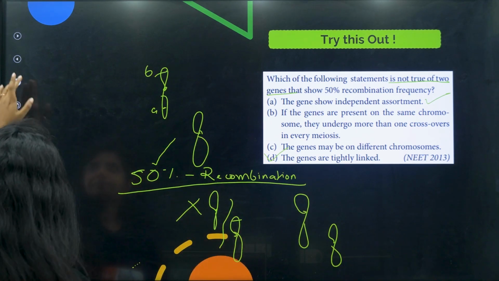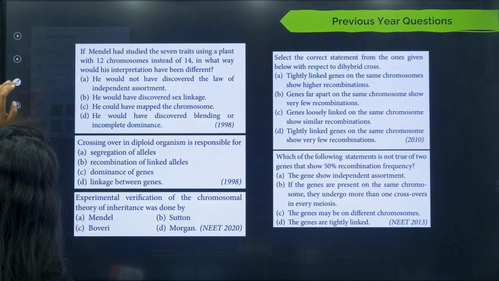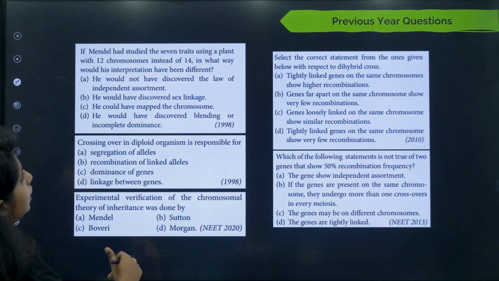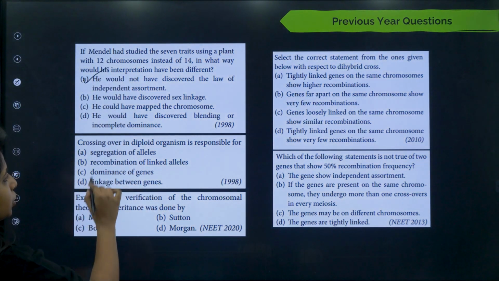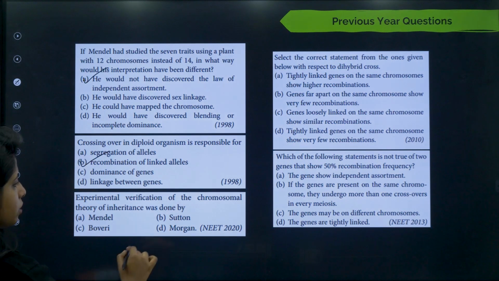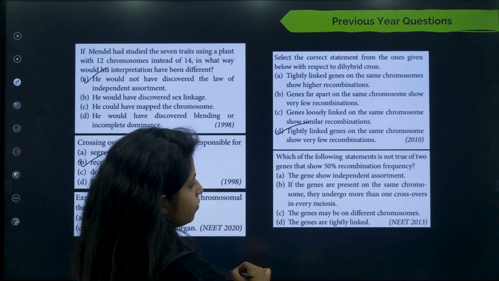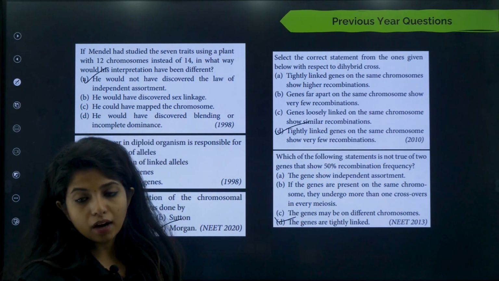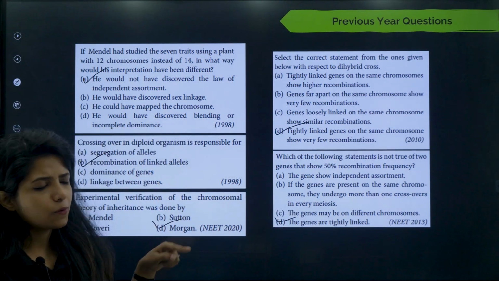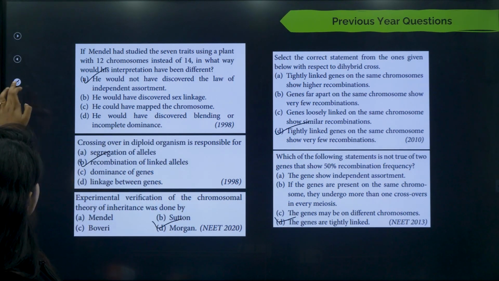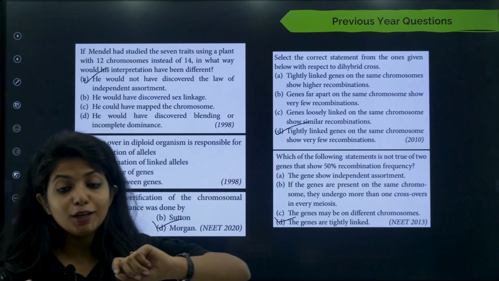Got it? Now going ahead, we solved all these questions, children. Basically this was the answer for this: crossing over, recombination, Morgan was the one, and tightly linked genes on the same chromosome show very less recombination. These were the answers. I explained it to you right now, so I am not explaining it again. See for yourself if you got the answers correctly or not.